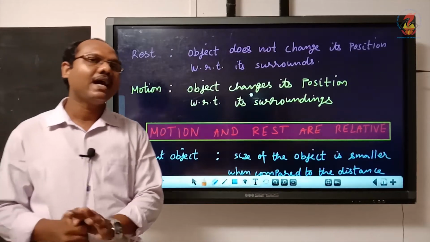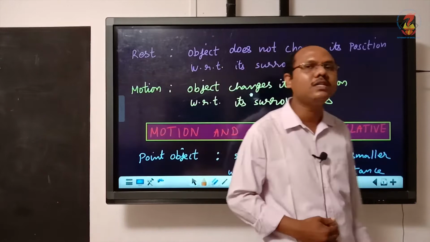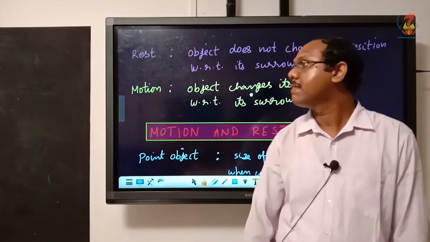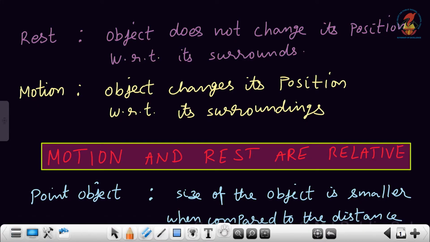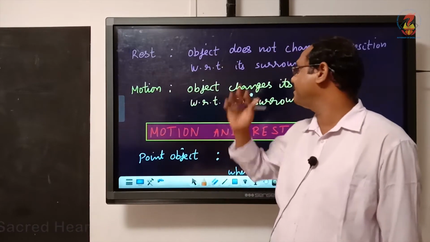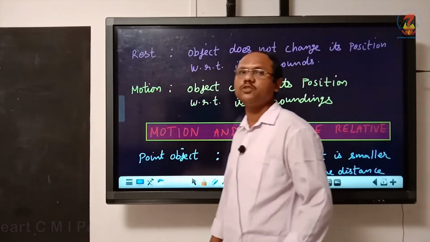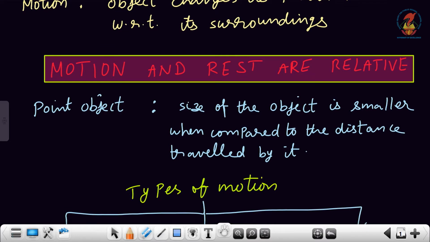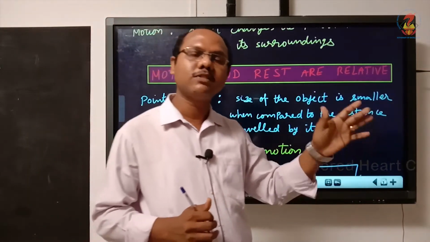An object can be said to be at rest if it does not change its position with respect to surroundings or with respect to time. Now, when can we say that the object is in motion? If the object changes its position with respect to time or surroundings, we will say that the object is in motion. And as I told you, motion and rest are relative. There is no absolute rest, there is no absolute motion.